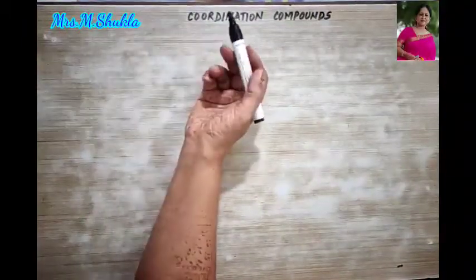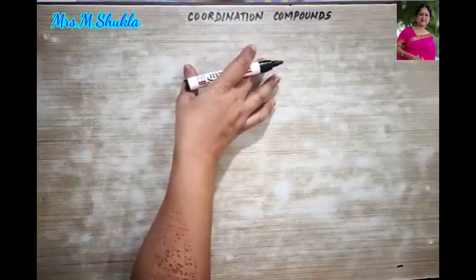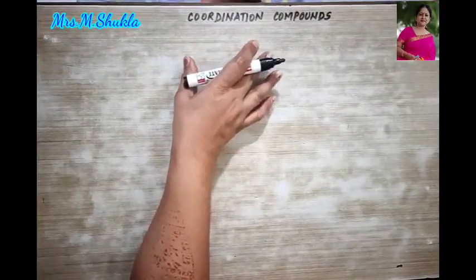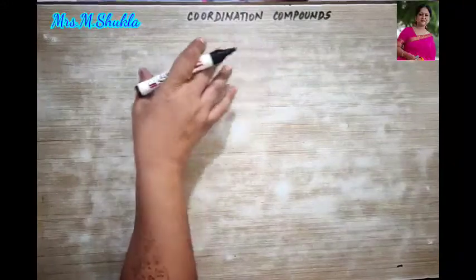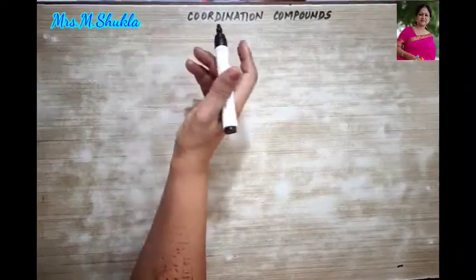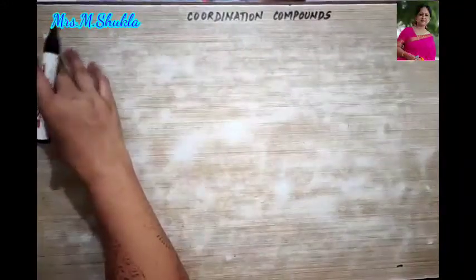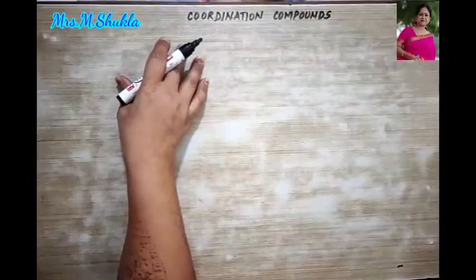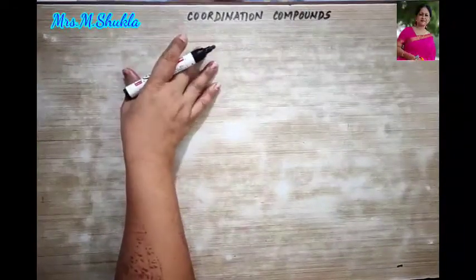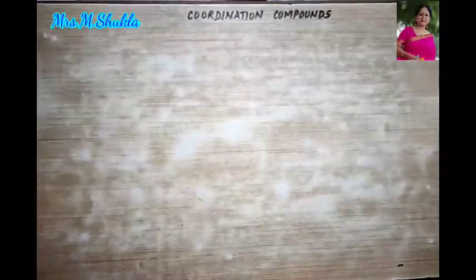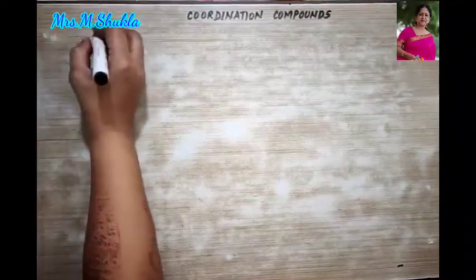So yesterday we discussed the nomenclature of these coordination compounds. Today I will give you some more practice on coordination compounds and their nomenclature, and then we shall discuss the isomerism of these compounds. So let us begin. Let us do some more nomenclature.